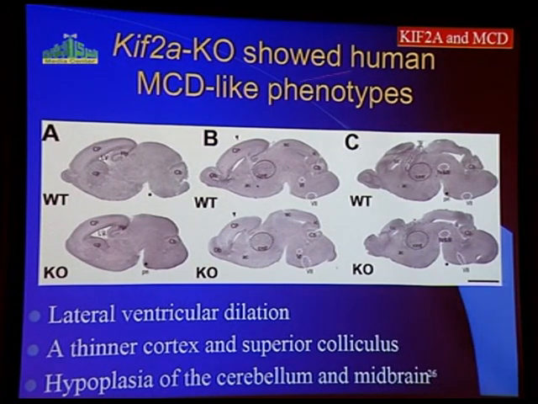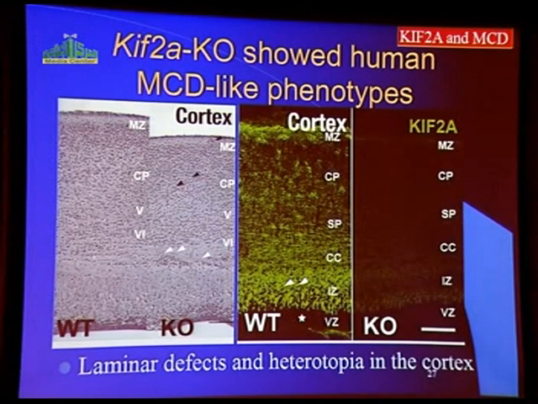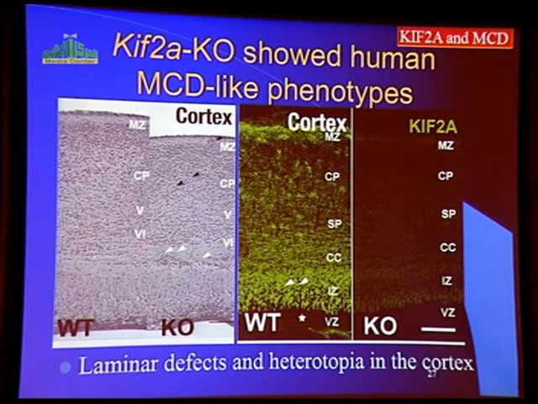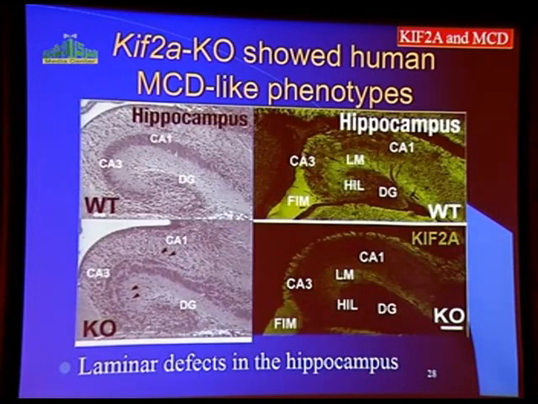As you can see, wild type and knockout, in knockout mice, you can see lateral ventricular dilation and a thinner cortex and the superior colliculus, and hypoplasia of the cerebellum and midbrain. So microcephaly occurs. And this is the cortex of wild type and mutant, and cortex of wild type and mutant. You can see clearly laminar defect. Also you can see in the hippocampus, in knockout, laminar defects occurs.